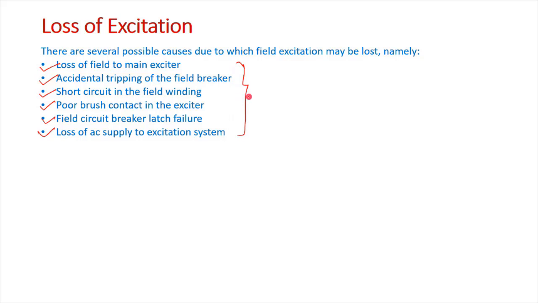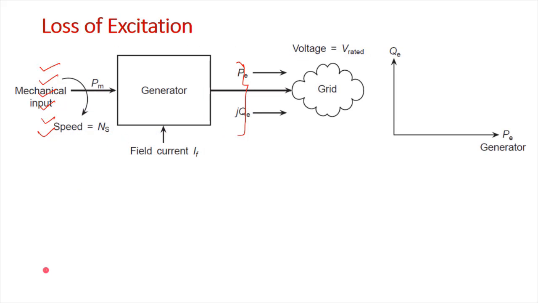These may be the causes of loss of excitation to the main generator. Now you can see here how the generator feeds power to the grid, and what happens when there is a loss of excitation. This is the mechanical power input to the generator, and we are also feeding the exciter the IF field current. Because of this, the real power is produced and fed to the grid, and this real power is produced because of the mechanical power input. So they are closely interlinked.